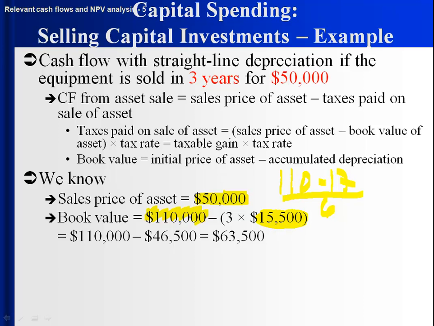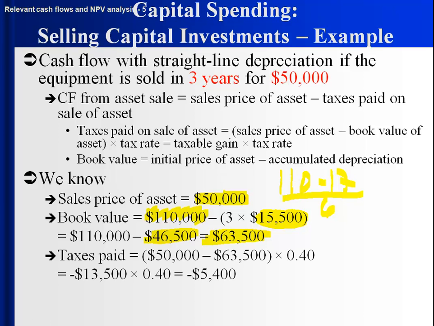It doesn't matter that we're selling it in 3 years. What matters is the 6-year depreciation schedule, which just means that at 3 years, not a lot of depreciation has been taken off. In fact, it's only 46,500. So the equipment is worth 63,500.